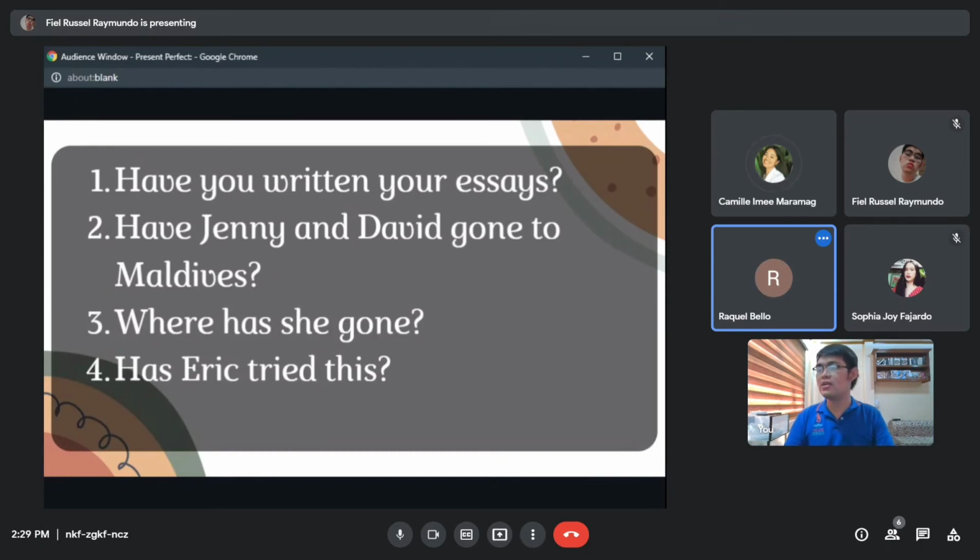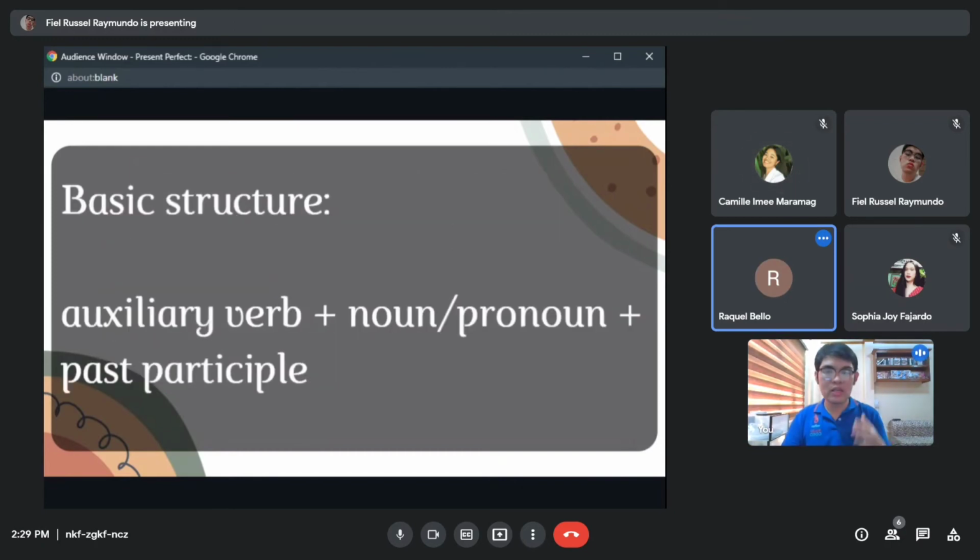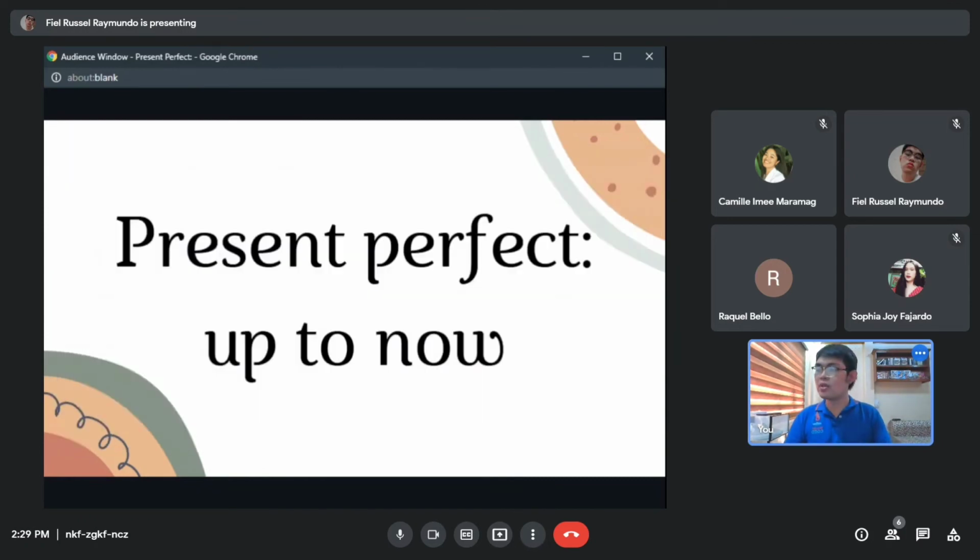Okay. Here's the structure. Again, the structure of present perfect question is auxiliary verb plus the noun or pronoun followed by the past participle. Okay, present perfect up to now.